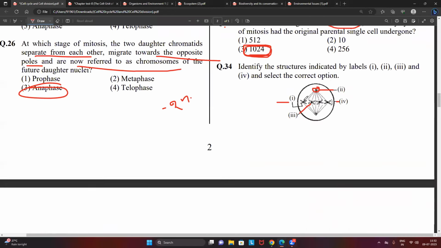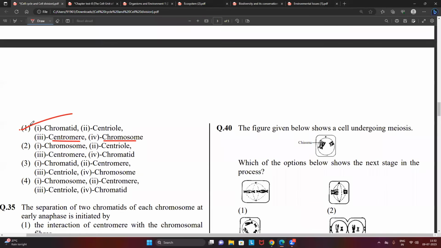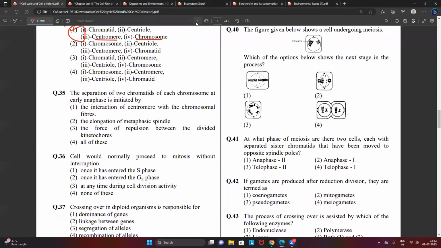What is the number 1 here? Which is the chromatid? Correct, na? So centromere, chromosome. The correct answer is the number 1. Okay. Next, question number 35.